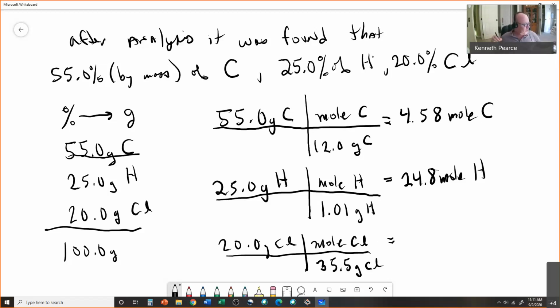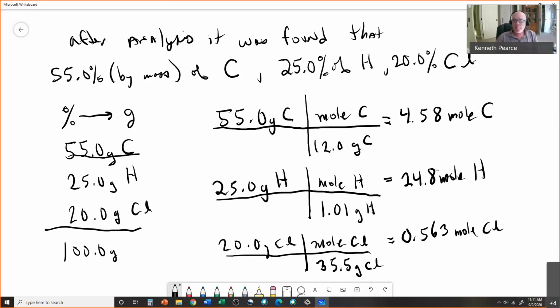And, of course, this is grams per mole, but we flip them over. And that gives me, I'm going to put that in my calculator. Let's see, we get 20 divided by 35.5, and, all right, good, we get right about half a mole, 0.563 mole chlorine. Okay, so now we figured out how many moles we have in this sample.